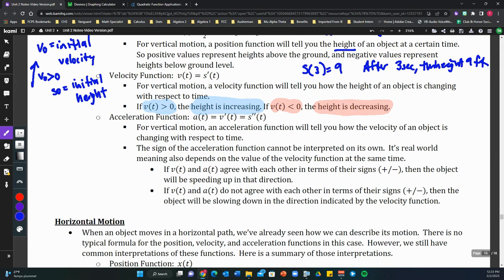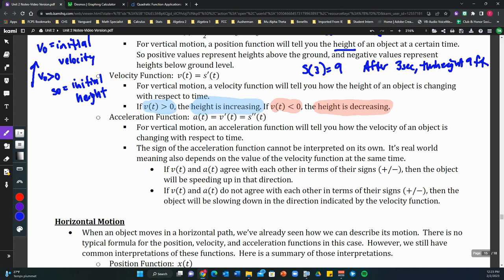So I do want to make sure that you guys pay attention here. So the sign of the acceleration function can't be interpreted on its own. So to say that it's negative doesn't really hold much weight, because to really describe what the object is doing, we need to know what the velocity sign is as well.